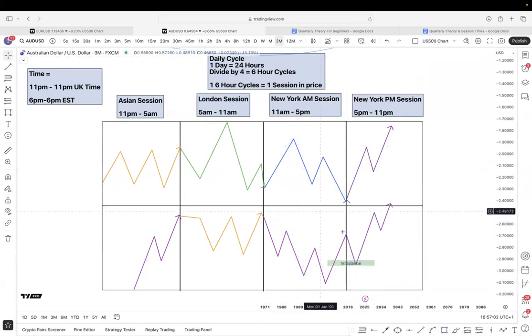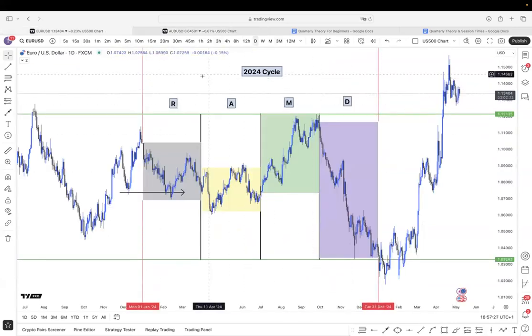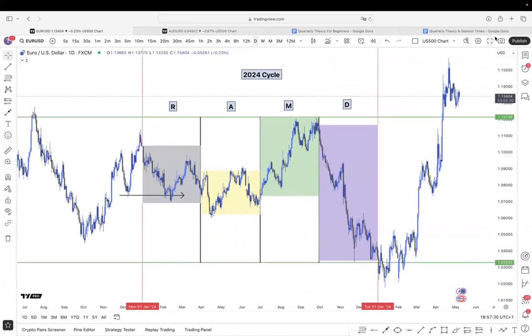So we always want to try and catch the move in the distribution phase, if you like, or the manipulation phase. Sorry, we don't want to catch it in the accumulation. We want to catch it in either the manipulation or the distribution. We want to get the volatile moves, and usually they happen in the London session or the New York session. So again, if you were to go back, let me just save that.